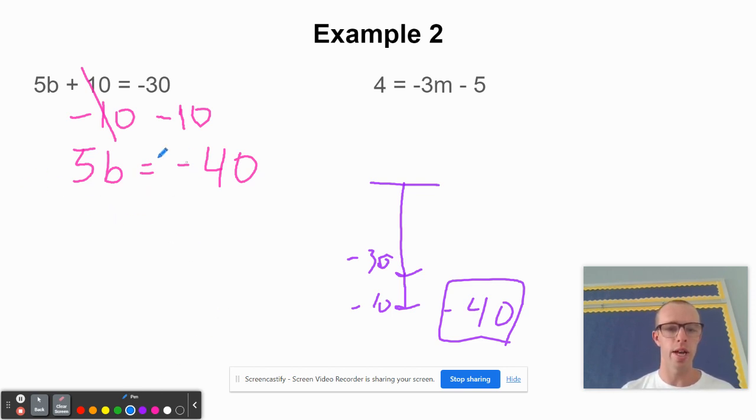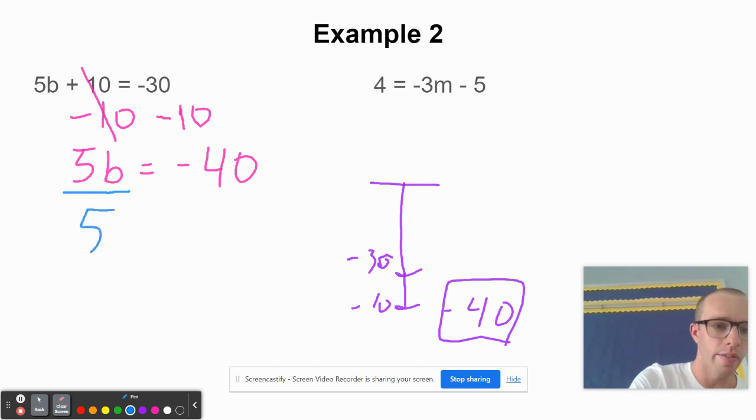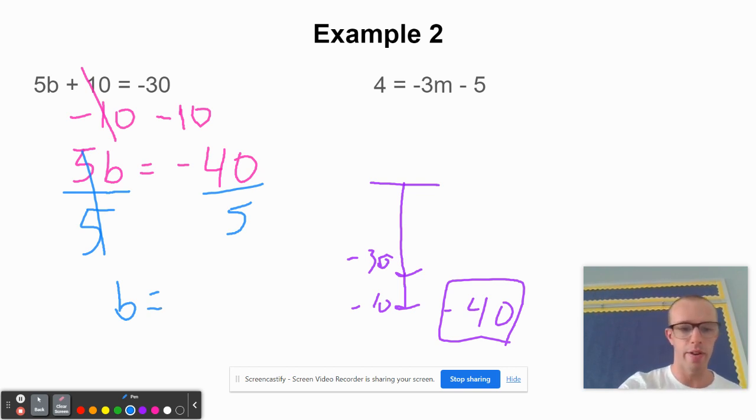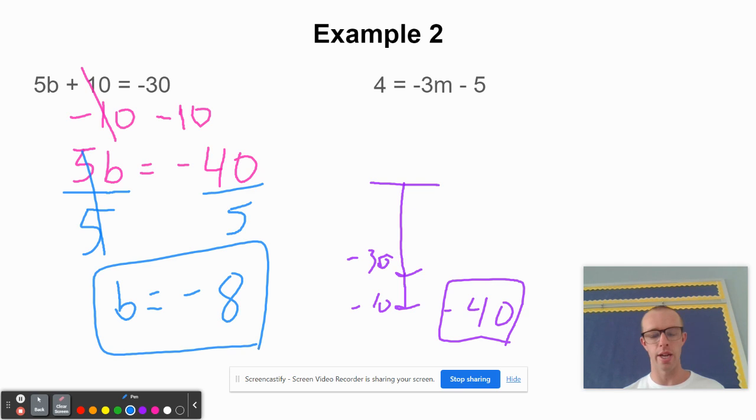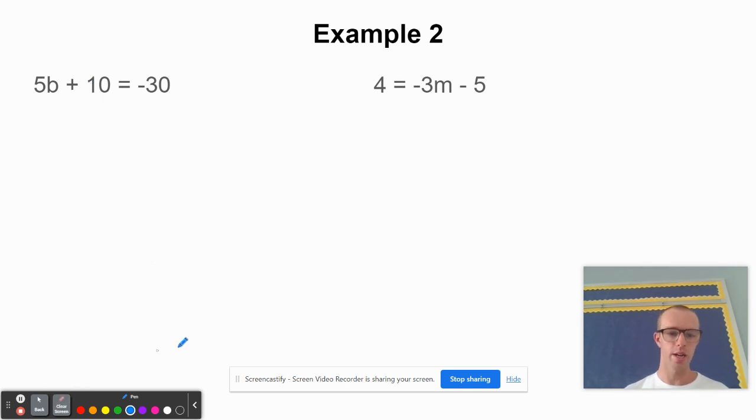All right, so now I have a one-step equation, right? I have a coefficient, a variable, and a constant on the other side. To get rid of a coefficient, since a coefficient represents multiplication, I have to do division. I divide each side by 5. I get b equals negative 40 divided by 5 is negative 8. B is equal to negative 8. All right, I'm going to move a little quicker since we do have a lot of these.